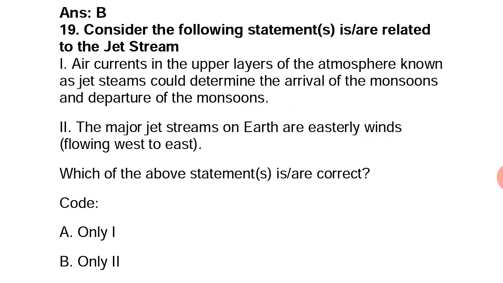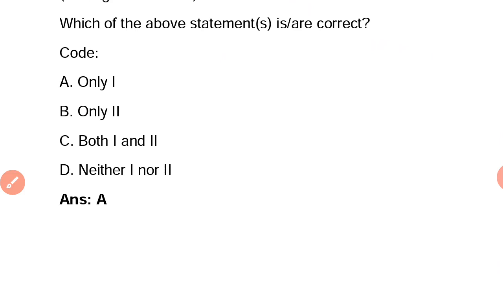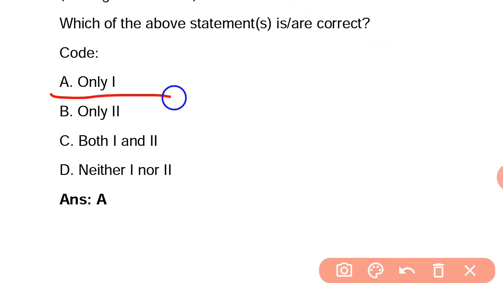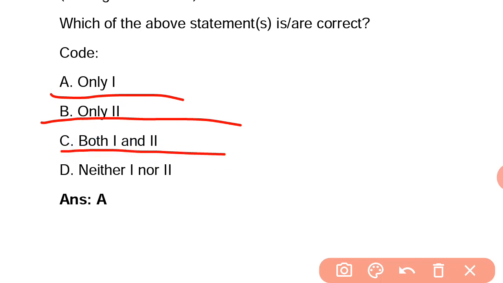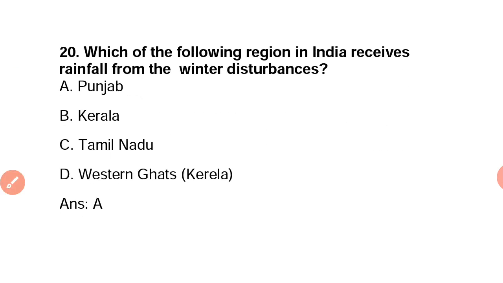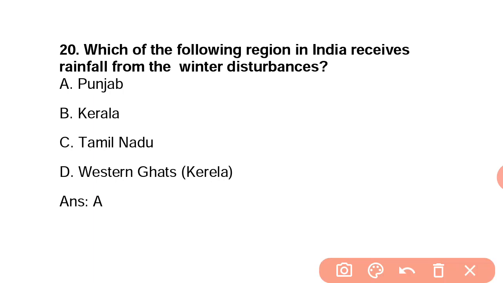Which of the above statements is or are correct? Option A, only I. Option B, only II. Option C, both I and II. Option D, neither I nor II. Right answer is option A, only I. Next question.